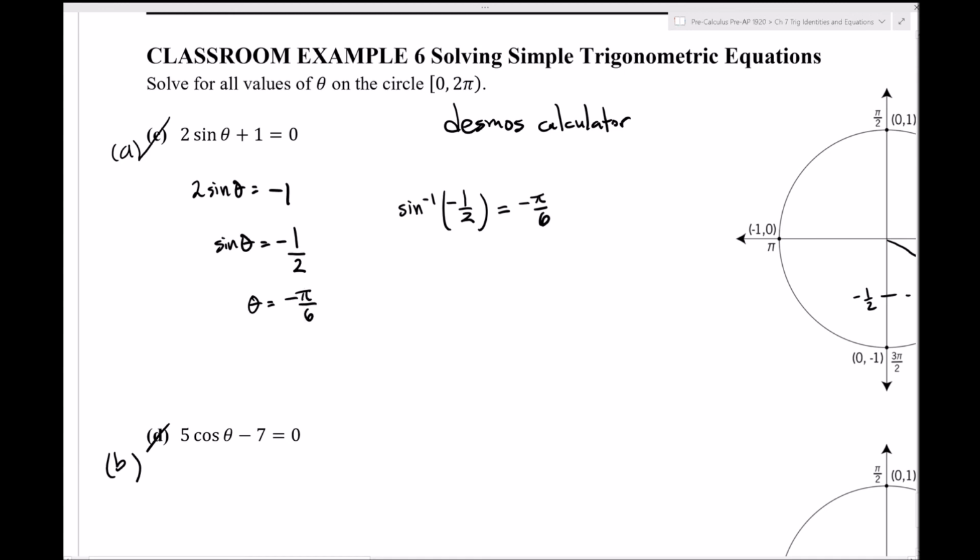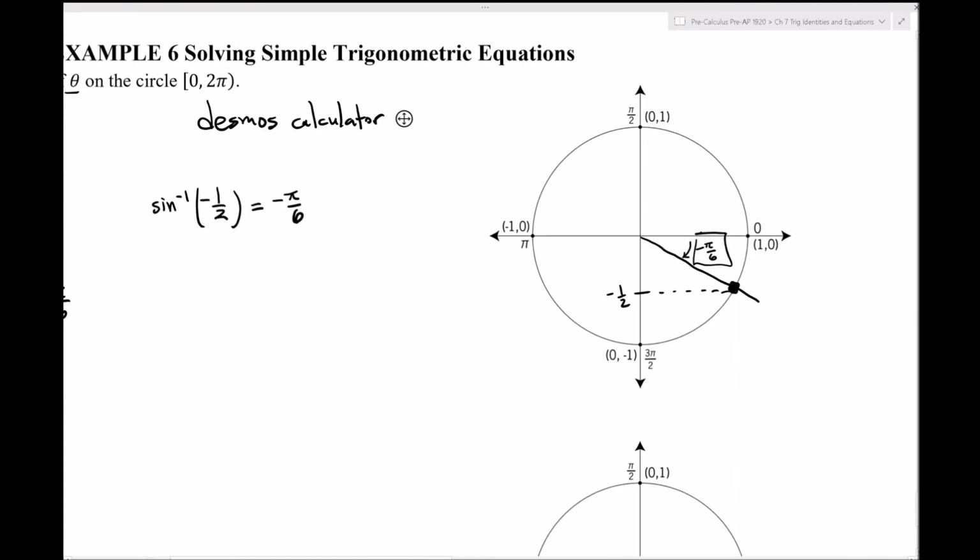Now, if I had read, solve for all values of theta on the circle from 0 to 2 pi, is this the only one? Is this the only place on the entire circle where the y-coordinate's equal to negative 1/2? And the answer is no. What you do is you extend this horizontal line all the way out this way. There's usually a line that's going to give you 2 intersections. So for most of these problems, there's going to be 2 answers. So there's a second answer where the y-coordinate is also negative 1/2.